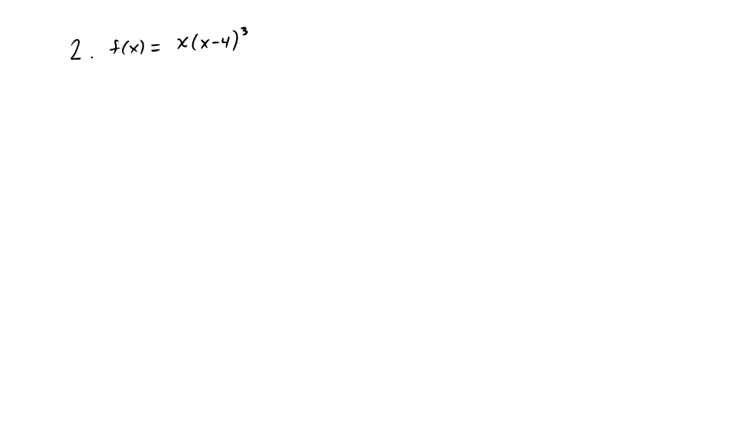In this example here, again, what we're going to do is find where it's concave up and where it's concave down and any inflection points there might be. So we're going to see that this one shows us that the principle of finding it is not difficult, but it often takes a lot of derivative work. All right, so x times (x minus 4) cubed.